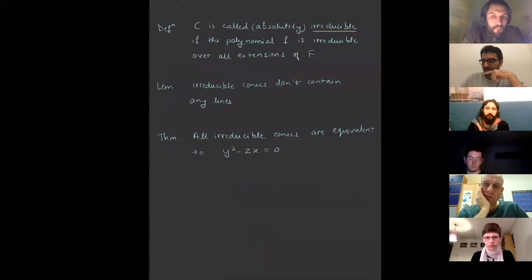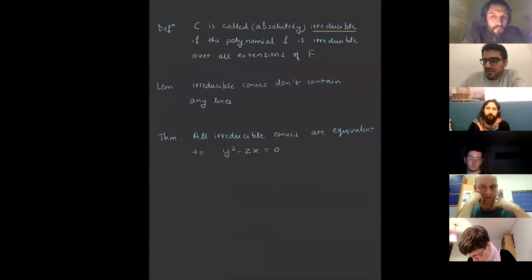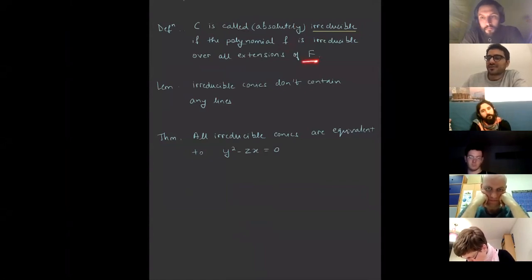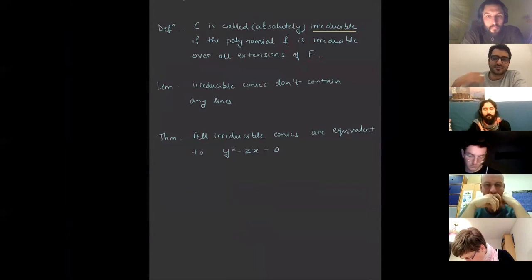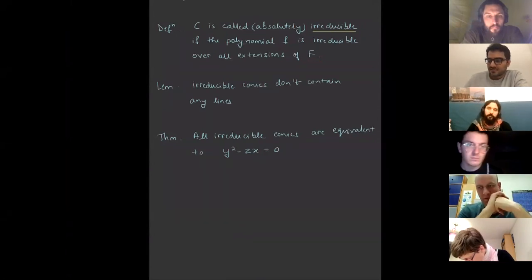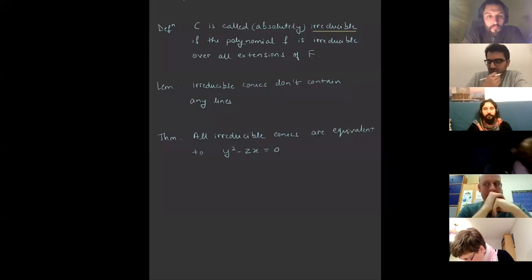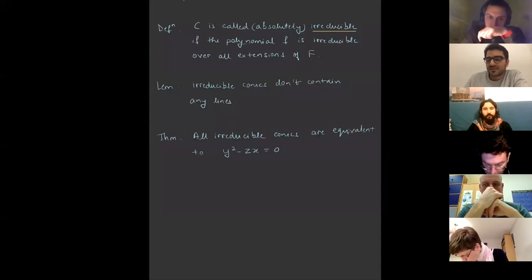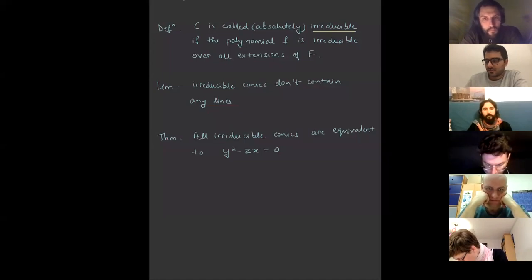I'll ignore the term absolutely for now. But a conic C, so a degree 2 hypersurface in PG2, f, is called irreducible if the polynomial f that defines it does not factorize into linear factors over any extension of the field f. In fact, irreducible is over f, absolutely irreducible is over all extensions. And here's a lemma, which again I will not prove, but maybe in the notes there is a proof of this, which says that if you have an irreducible conic, then it definitely does not contain any lines. So these are really non-degenerate objects.